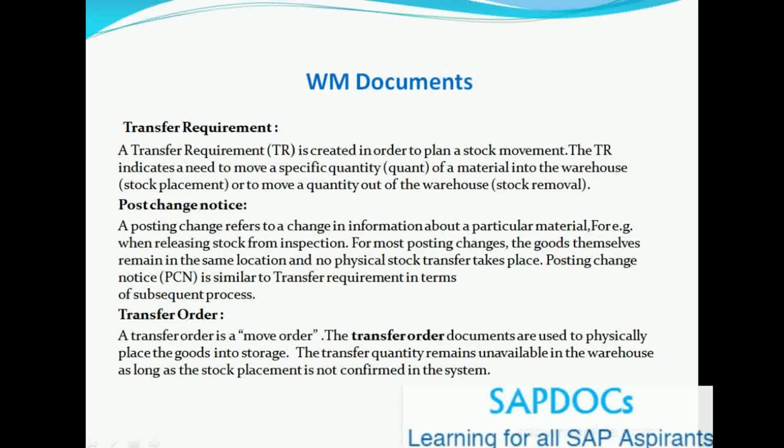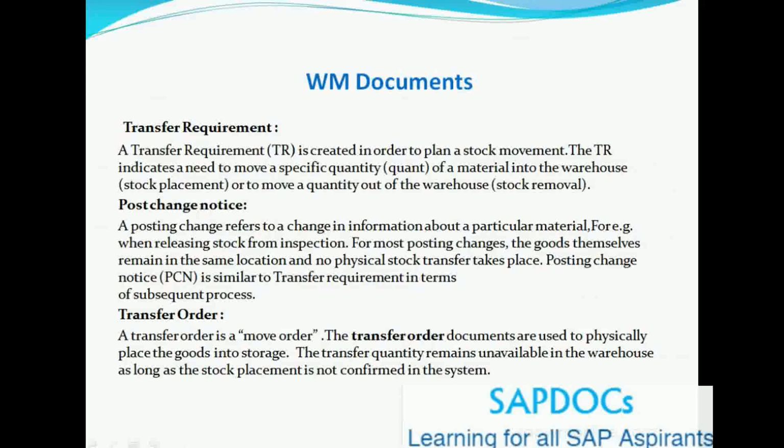Next we have a document called the posting change notice. A posting change refers to a change in information about a particular material, for example, when releasing the stock from inspection. For most posting changes, the goods themselves remain in the same location and no physical stock transfer takes place. Posting change notice, or PCN, is similar to transfer requirement in terms of subsequent process.